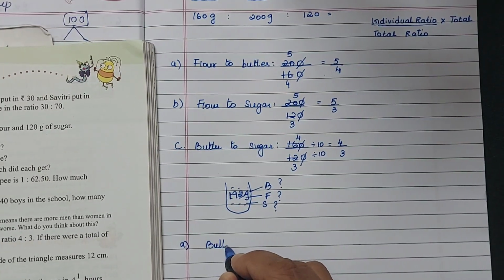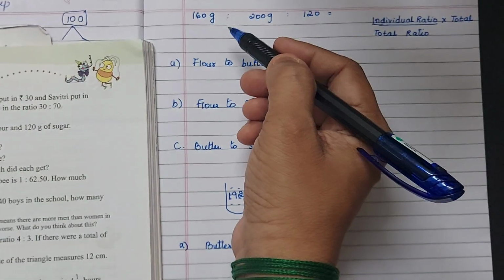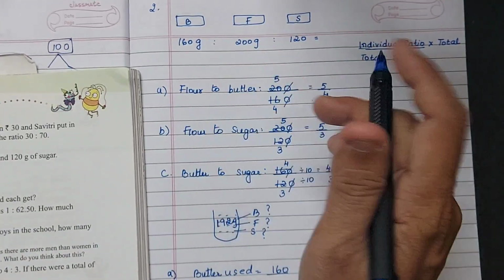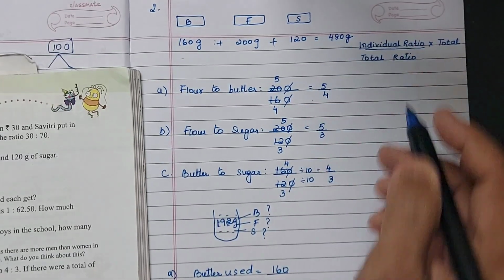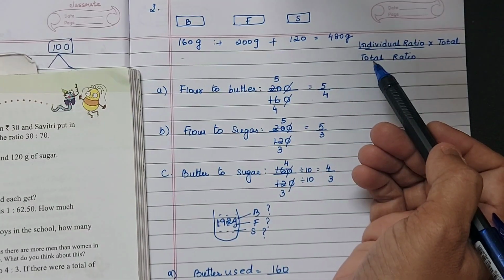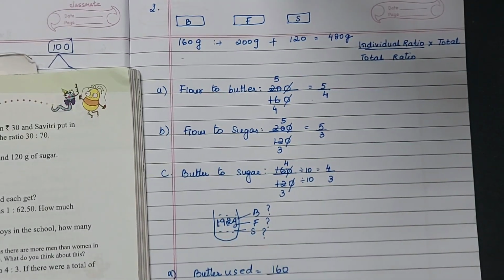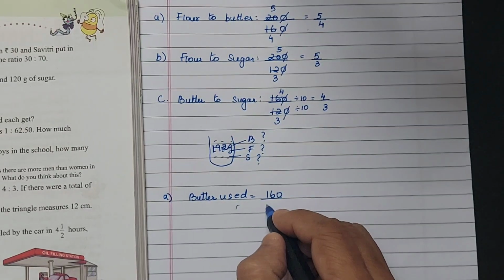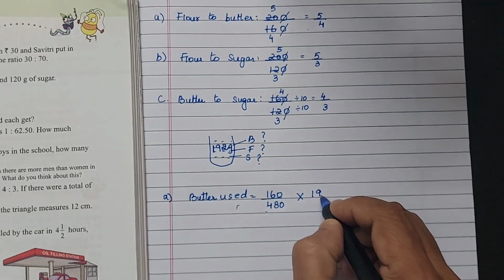So butter used will be, what is individual ratio? Butter is 160 gram, right? And what is the total ratio? If you add this, children, that will be your total ratio, that is 480 gram, right? So individual ratio of butter will be 160 and total ratio will be 480 into total. What is the total ingredients? 192 grams. That's all we are going to do. Butter used is 160, that is individual, by total ratio, that is 480, into total ingredients is 192.